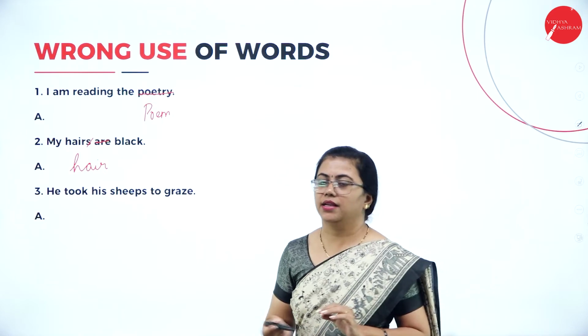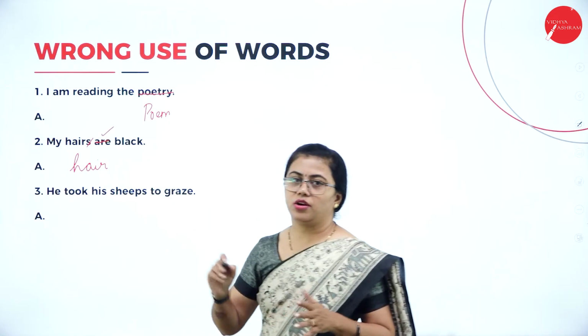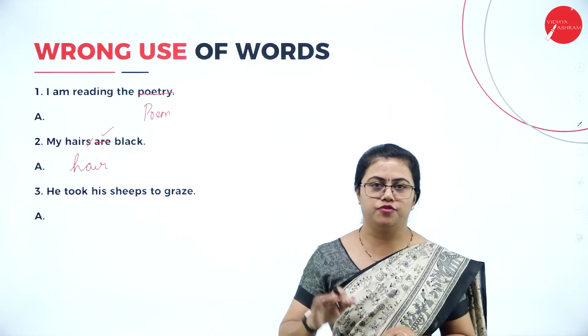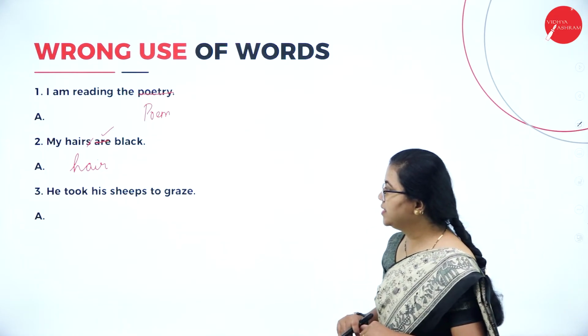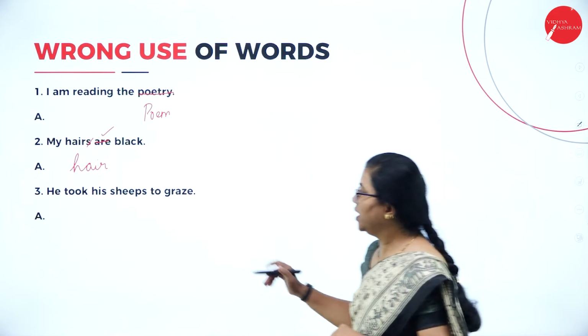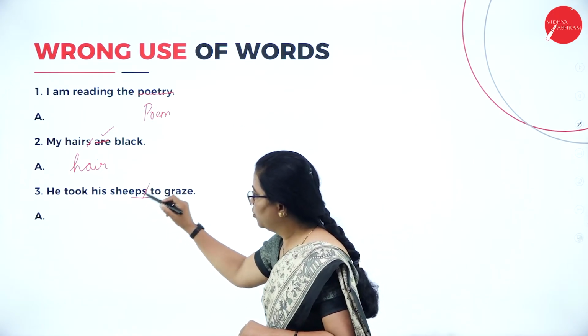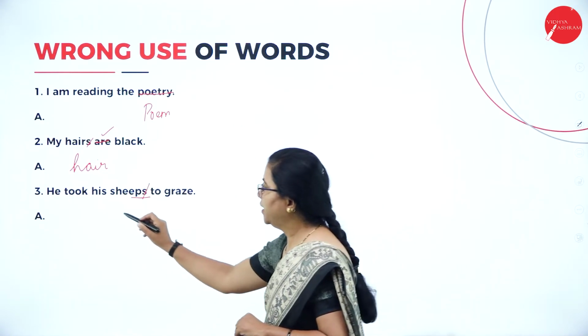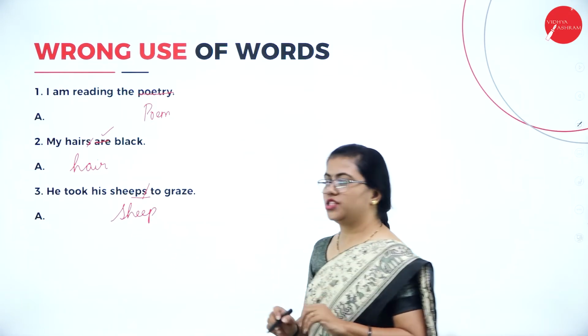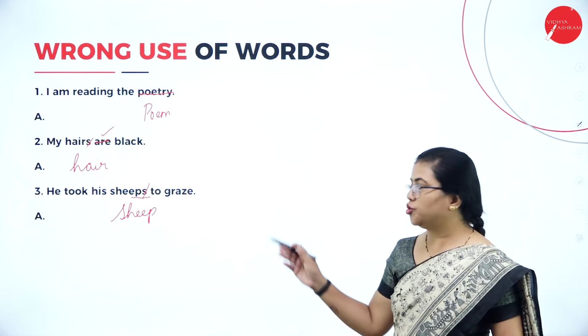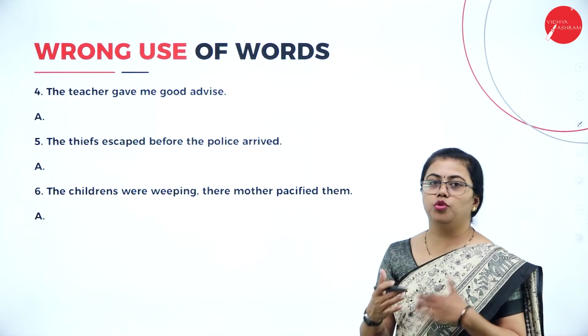My hair is or are, anything is fine. My hair are black, this is fine. So it is left to you. Whatever you want, you can use it. Okay, so then, he took his sheeps to graze. So here sheeps, there is no plural for sheep. It is sheep only. He took his sheep to graze. So you should be very careful about the plural also.